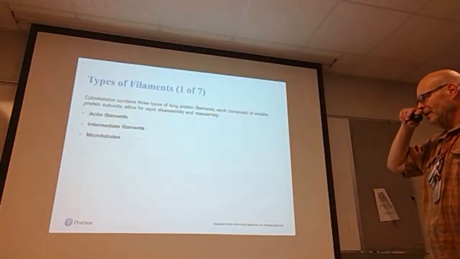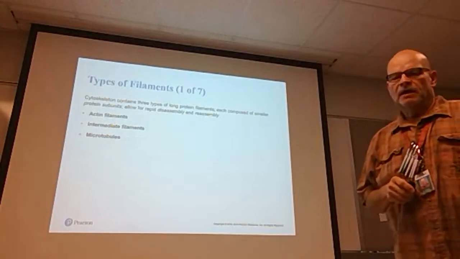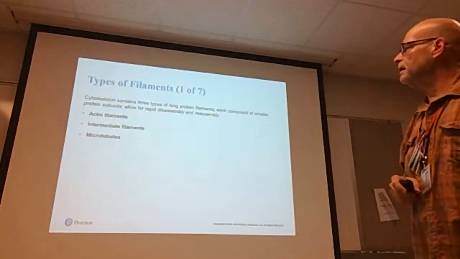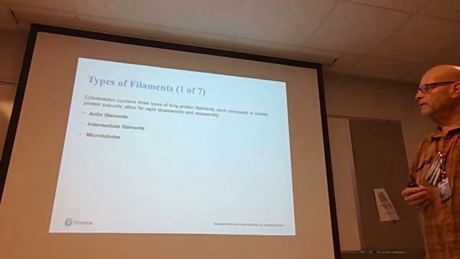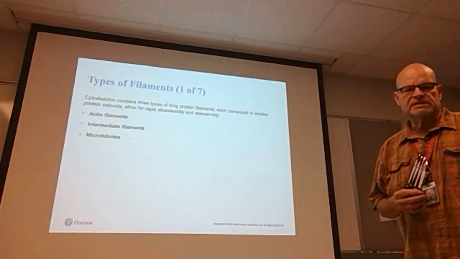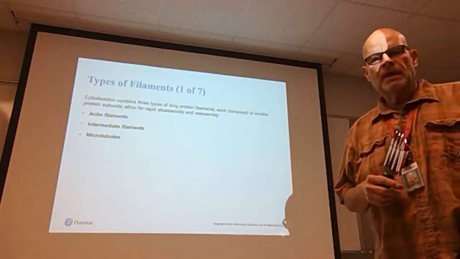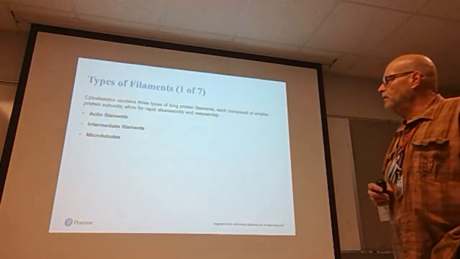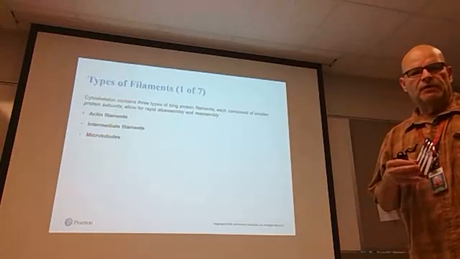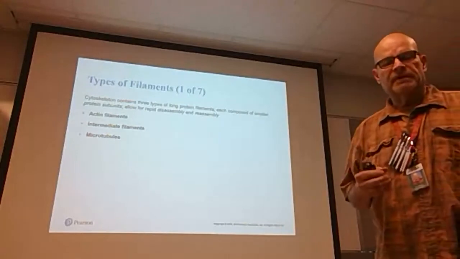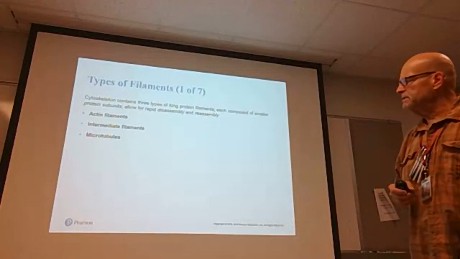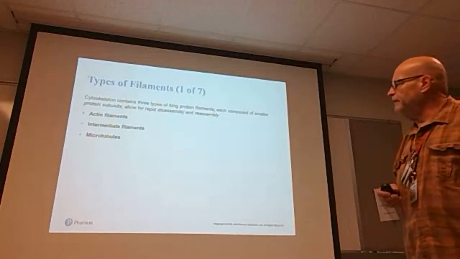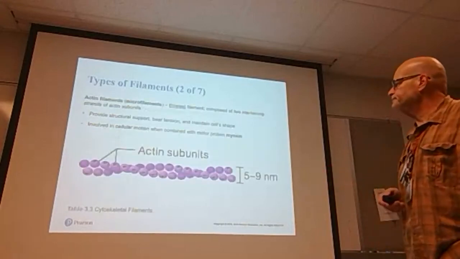There are 3 types of filaments found in the typical cytoskeletal system. The actin filaments, these used to be called the microfilaments, and some textbooks still refer to them as microfilaments. We call them actin filaments because the product they are made up of is a molecule called actin. There are intermediate filaments, and then there are the microtubules.